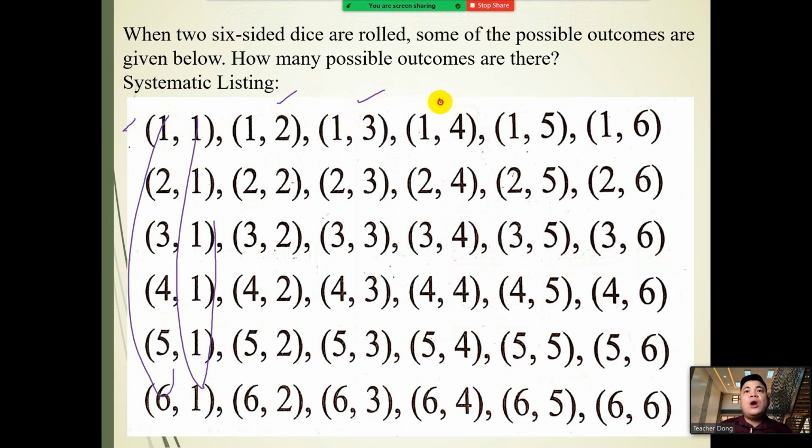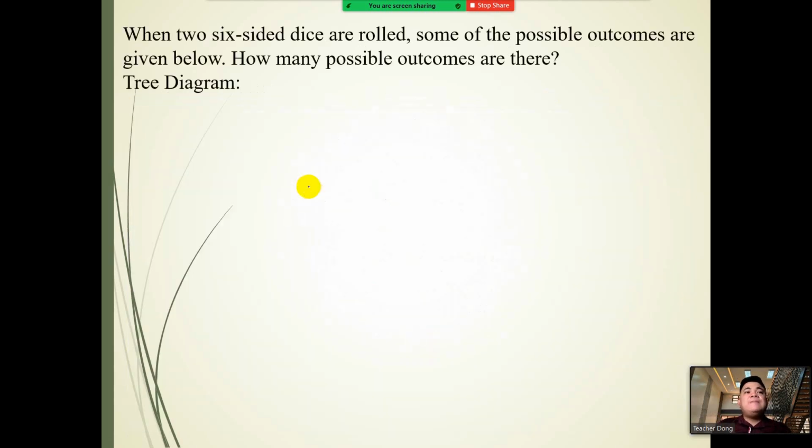But in this case, you are listing them one by one. So they are also 36. So there are also 36 possible outcomes for this method. They must be the same. And the last method is what we call the tree diagram.